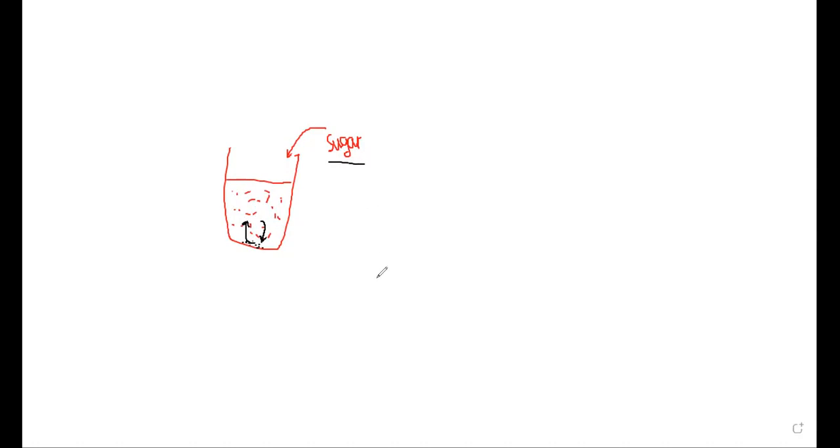Like this equilibrium, when we say equilibrium, it means we have two processes that work in two opposite directions at the same rate. So we call this an equilibrium. Like this here, that is a dynamic equilibrium.